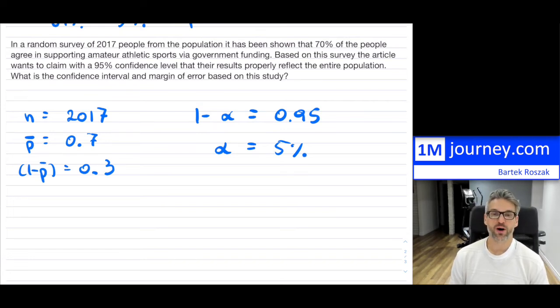That the results properly reflect the entire population. All right, so let's take a look. What is the confidence interval? And then what is the margin of error based on this study? Okay, so let's see how we would calculate this. So what do we need to do?